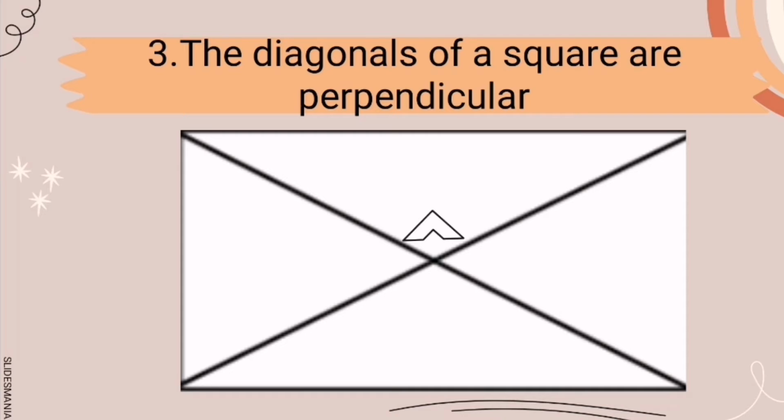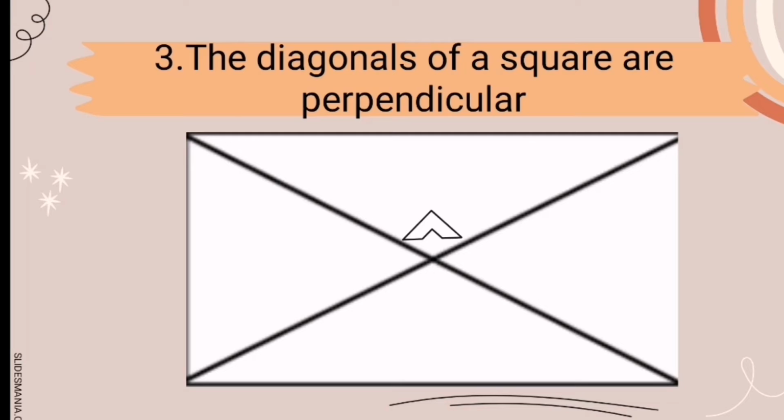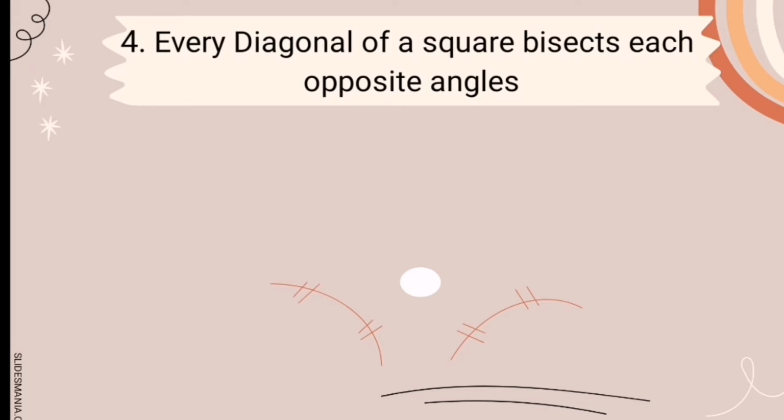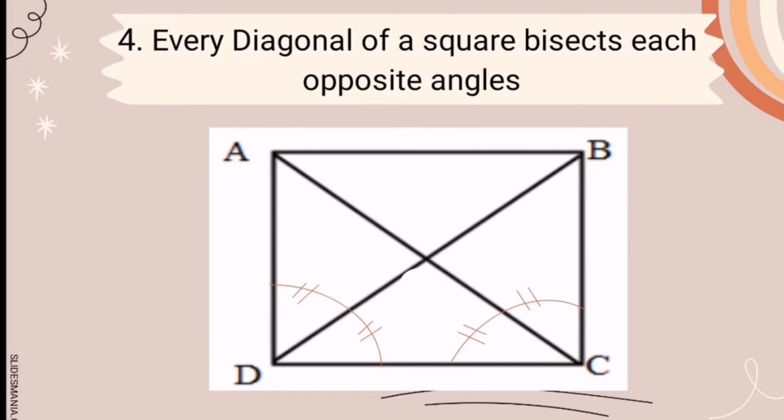Number three, the diagonals of a square are perpendicular. We draw the square, then the diagonals, and at the center is a 90-degree angle. Number four, every diagonal of a square bisects the opposite angles. So let's say we have the square ABCD, then the diagonal AC, so these angles are opposite to the other side. The same goes for the diagonal DB, same angles.